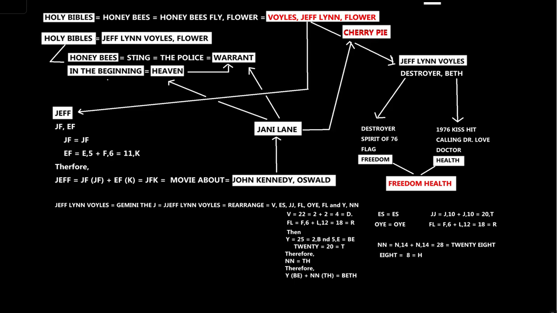The Jeff from Jeff, we bring it down over here. Jeff translates to JF, EF. The JF remains the same. The EF becomes 11, which is K. Therefore, Jeff becomes JFK. JFK is the Oliver Stone movie about John Kennedy and his accused assassin Oswald. Therefore, Jeff equals JFK equals John Kennedy Oswald.